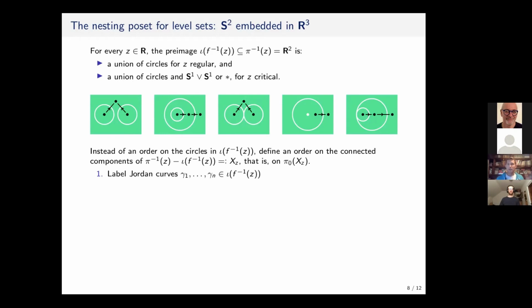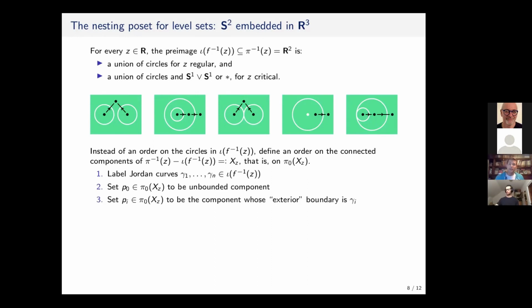So we label all these Jordan curves, and then we call the unbounded component, the largest component, we call that P naught in the set of all connected components. And then for all the other elements in this set, Pi is going to be the component whose exterior boundary is gamma I. So I put that in quotations because we have to think of the closure of these components and then take the boundary there, right? So for each connected component in this complement, the boundary of the closure is going to be some collection of these circles, of these Jordan curves.